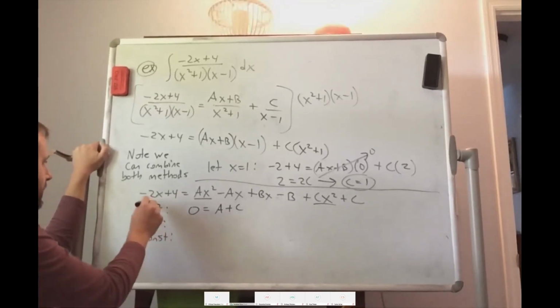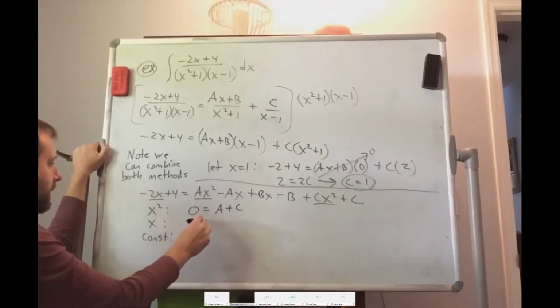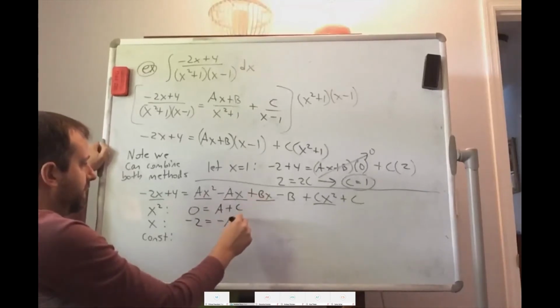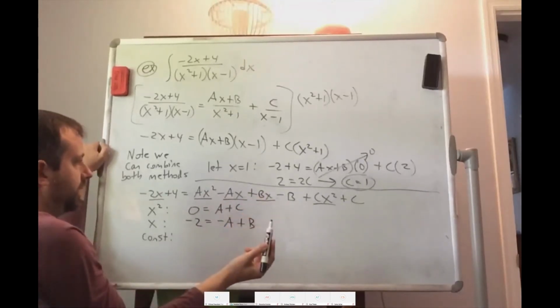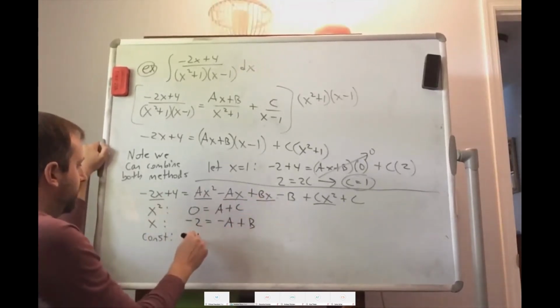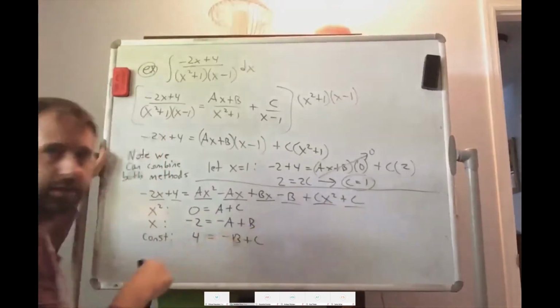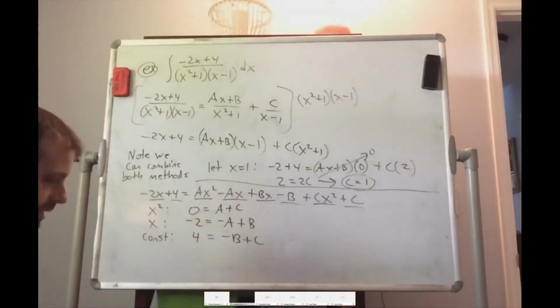I'll do the other ones. Again, I'm putting underlines under terms as I go. So minus 2x's, minus ax's, bx's. That's it. And the constant terms are what's left. 4 equals minus b plus c. And there's my set of 3 equations, 3 unknowns.